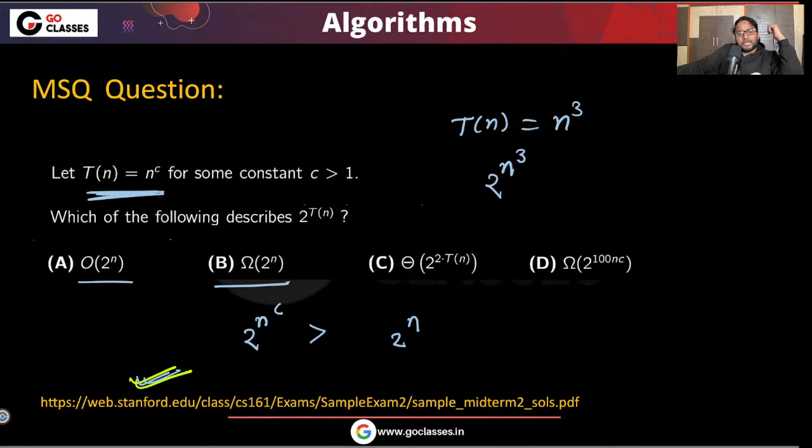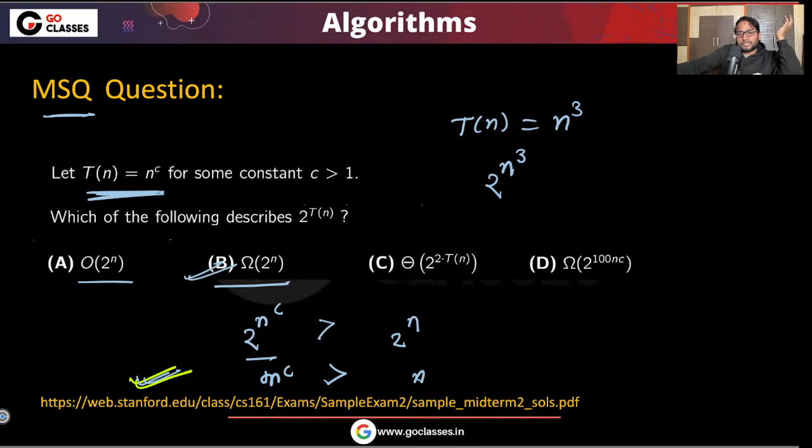Obviously this is greater, right? If c is greater than 1, then this will be greater. You can take the log and then you can see: you take the log, it will be n power c, and it will be just n. If c is greater than 1, then obviously this is strictly greater. So that's why this is an MSQ question. That's why B is definitely the correct answer here, right? B is definitely correct.